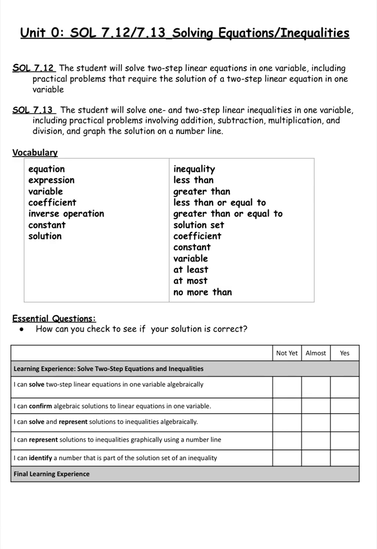So for today's lesson, we are just going to focus on SOL 7.12, which is solving two-step equations. Tomorrow's lesson, we will look at 7.13. So we're just going to be looking at 7.12 today with solving two-step equations. Some vocabulary: we have equations, expressions, variables, coefficients, inverse operations, constants, and solutions.